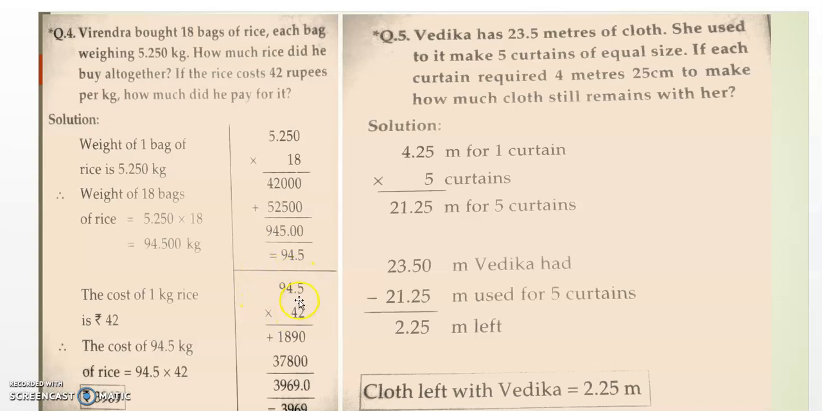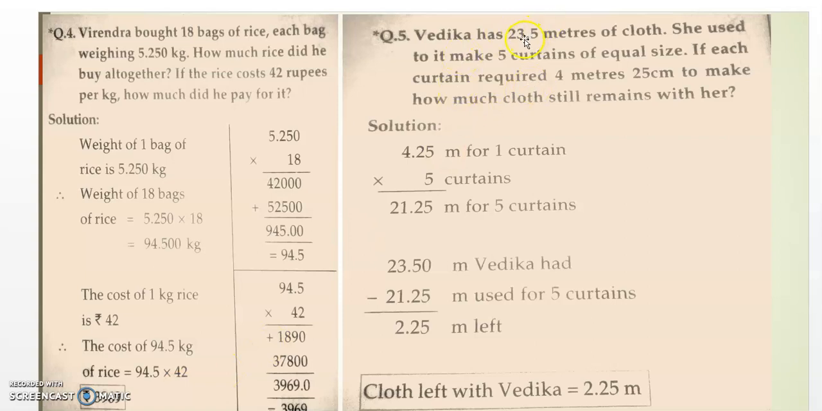Next, after getting the answer, the point will be after one number. So here this is the answer. After one number, after the point there is 0, so that means it doesn't have any value. So 3969. Come to the next.